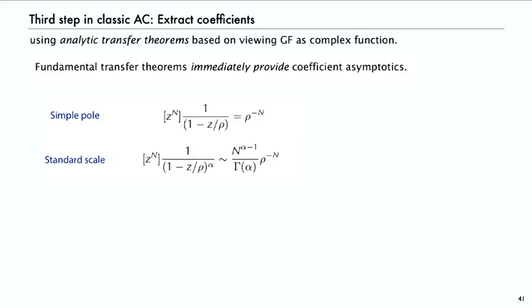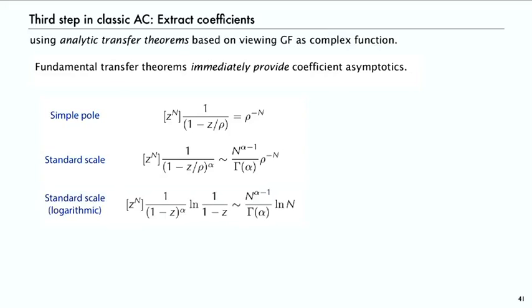For example, if we take (1 minus z over rho) to the alpha, where alpha is any real, except it can't be a negative integer, it degenerates in that case, the coefficient of z to the n is asymptotic to n to the alpha minus 1 over gamma of alpha, times rho to the minus n. That's the gamma function, which generalizes the factorial. And even if there are logarithmic factors, we can prove the transfer theorem that the coefficient of z to the n in that function throws out a log n factor. Now these are simple to apply.